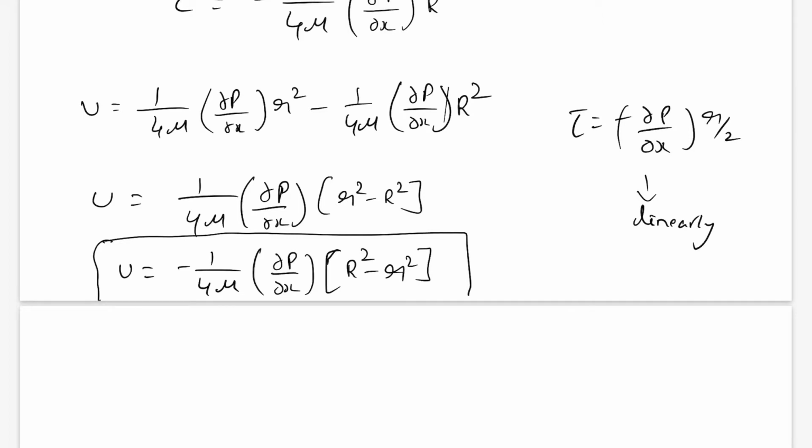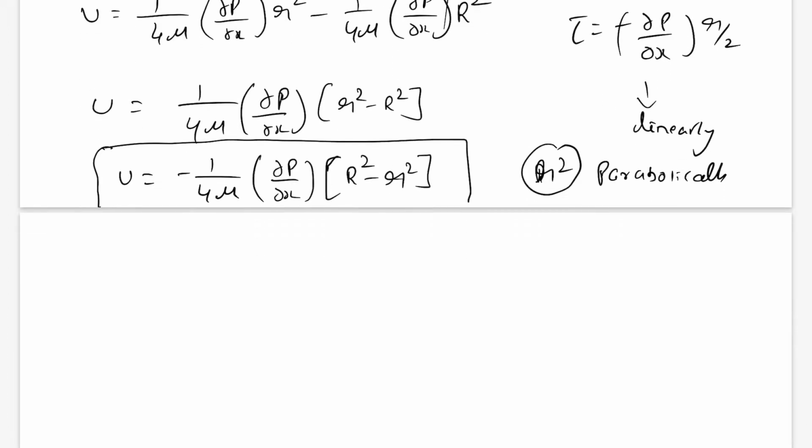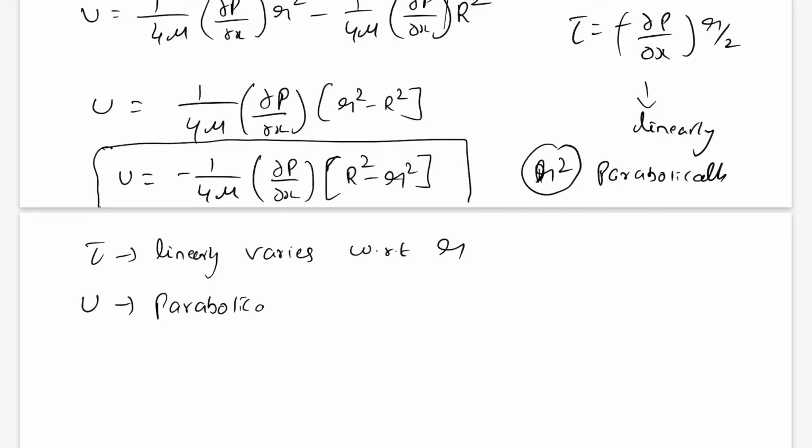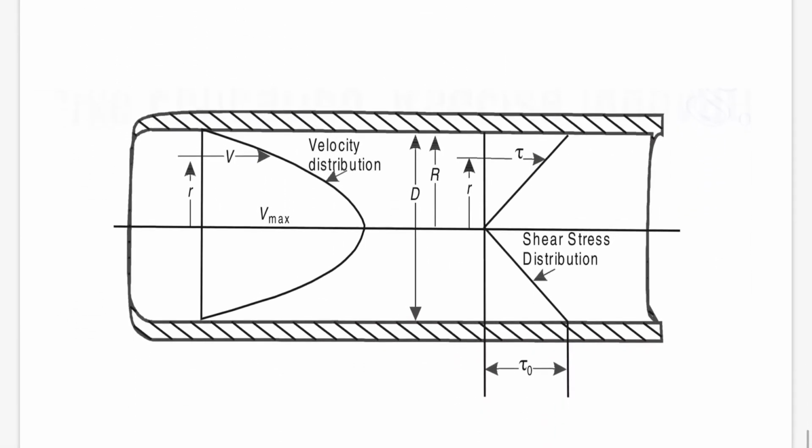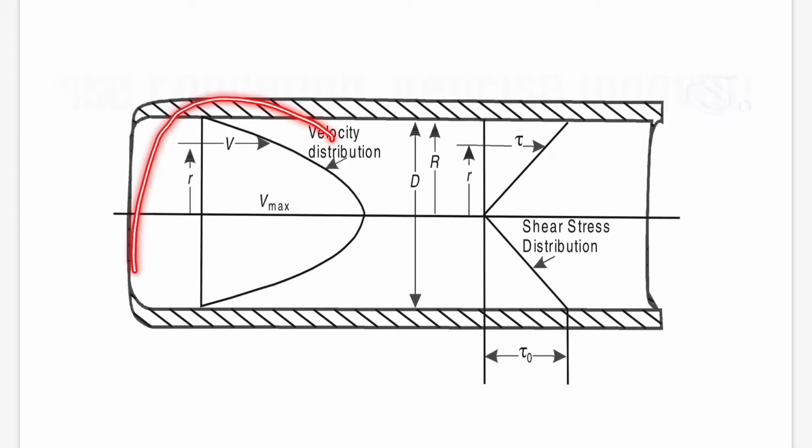Here velocity varies with respect to r square, which means it is not linear, it is changing parabolically. So tau varies linearly with respect to r, whereas u varies parabolically with respect to r. That profile is given here. See this, how velocity changes.